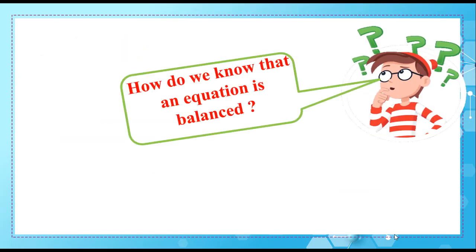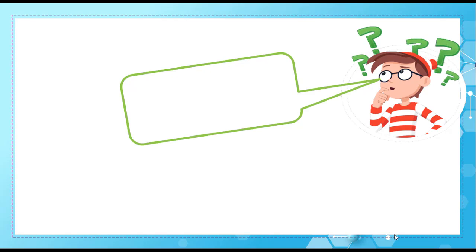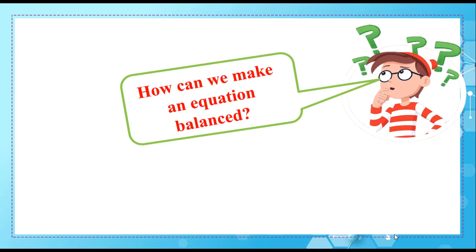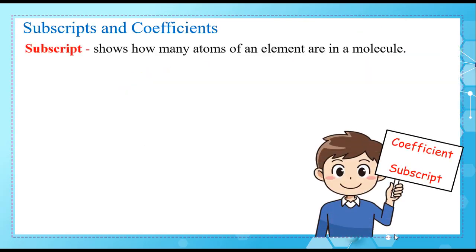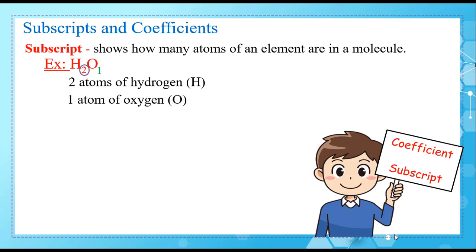How do we know that an equation is balanced? How can we make an equation balanced? Before answering these questions, let's remember some terms. Subscript shows how many atoms of an element are in a molecule. Let's take an example, H2O. In the H2O molecule, the subscript 2 shows that we have 2 atoms of hydrogen, and the subscript 1 shows that we have 1 atom of oxygen.